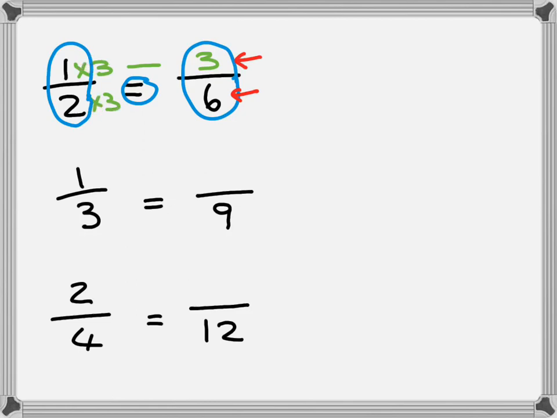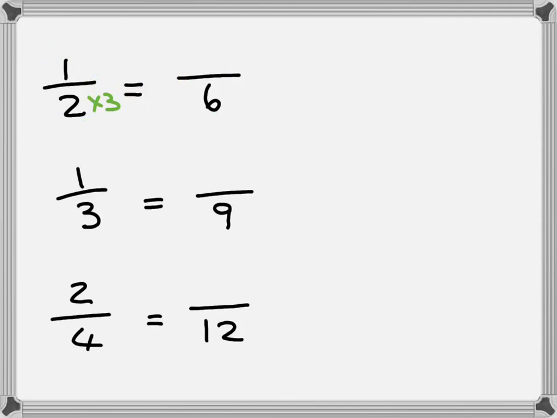Let's do the first one again, just as a revision. So for half to become something over 6, we have to look at what happened to 2. 2 was times by 3. And because we times the bottom by 3, we have to times the top by 3. And that becomes 3 over 6. Let's look at the next one.